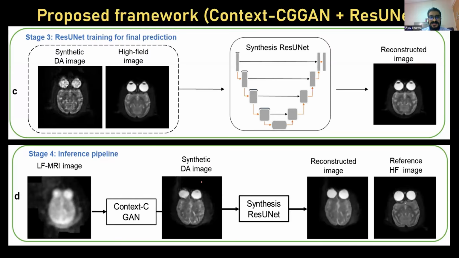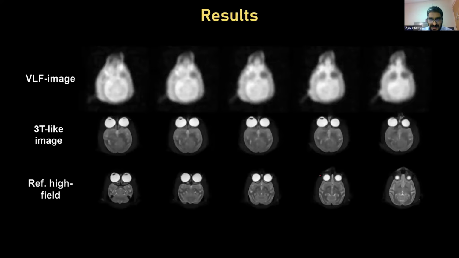This gives a synthetic image, and then the synthesis ResUNet again predicts the reconstructed image that is 3D-like, not exactly 3D due to some variations. So if we see some of the results obtained by our models, we have a very low field image in the first row, and in the second row we have a 3D-like image that is generated by the model, and there is a reference high field image. So there are still large variations, but we are trying to get as close as possible.